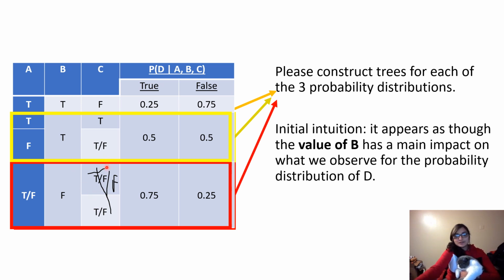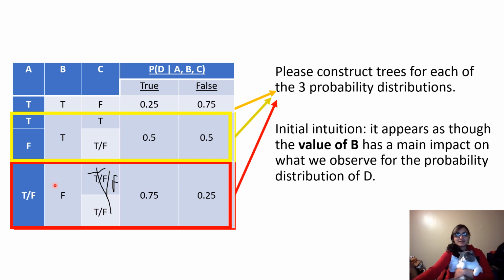So that's what it's going to be. If B is false, it doesn't matter what A or C are. So B is a key role. It appears as though the value of B has a main impact on what we observe for the probability distribution of D.